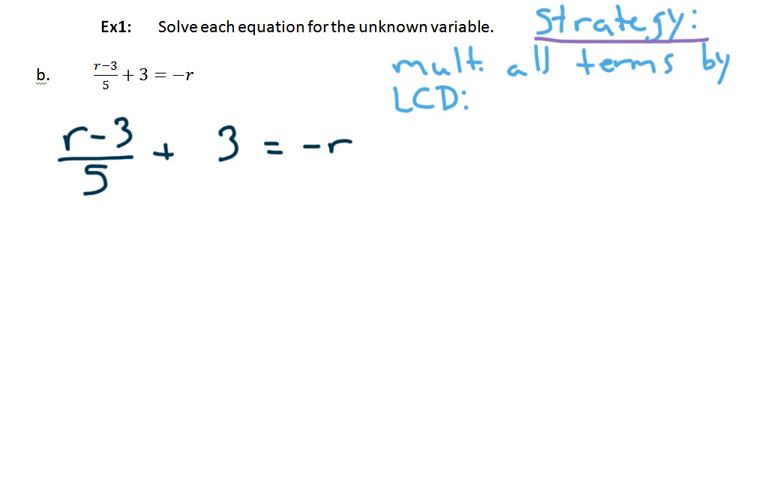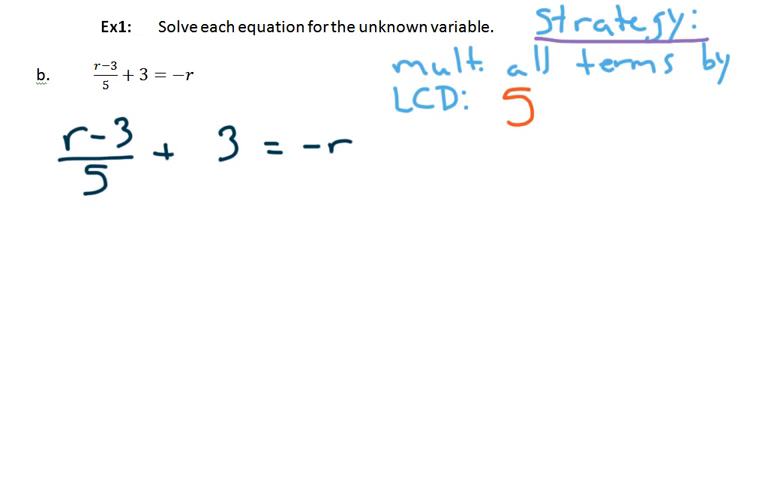Okay, in example 1b, we have the same question: solve each equation for the unknown variable. Here we have (r minus 3) divided by 5, plus 3, equals r minus 3. So using our strategy, in order to get rid of this fraction, let's multiply all terms by the lowest common denominator. I actually only have one fraction, or one denominator, so my lowest common denominator would just be 5.